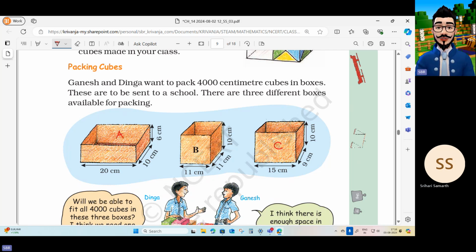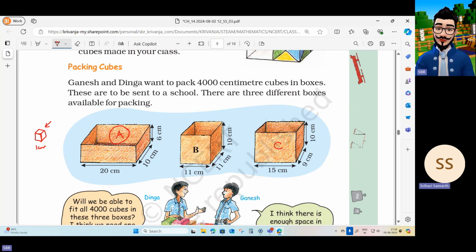We already know about the 1 centimeter cube, right? I have a 1 centimeter cube, 1 centimeter cube, 1 centimeter cube like this. Each side is 1 centimeter, so it is called a centimeter cube. Now, do you want me to ask a direct question or should I help you in answering? Think carefully and tell me how many centimeter cubes I can fill in box A, and first tell me what procedure you want to do.